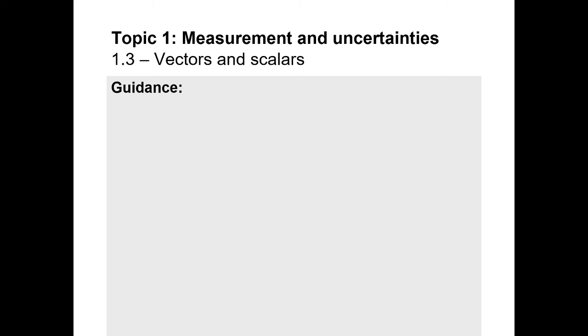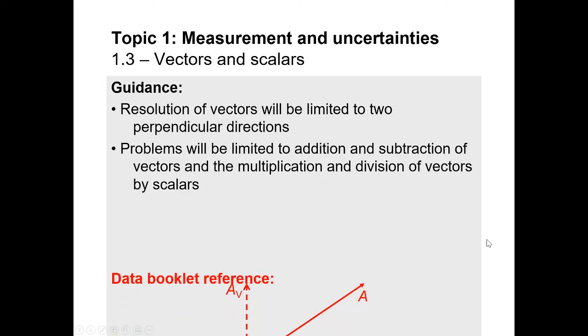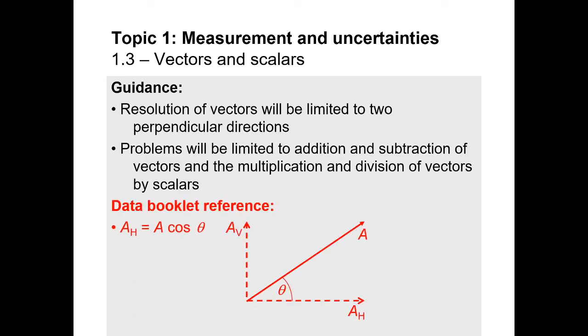The first slide that I always like to start off with is this one right here. The reason why I like to start with this slide is because it always has something called the data booklet reference, and it's always going to be in red. This slide will always tell you which formulas you should expect to see in this section. So in 1.3, we should expect to see a formula for a sub h and a sub v, as well as that diagram. Let me go to the formula booklet right now.